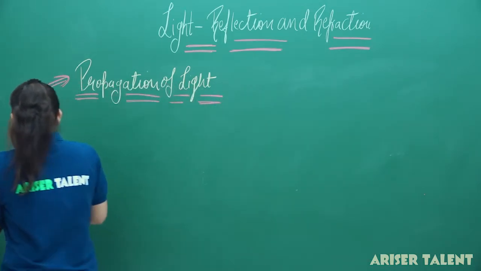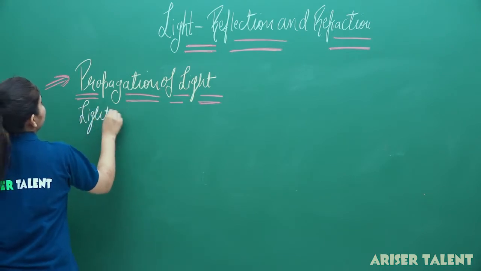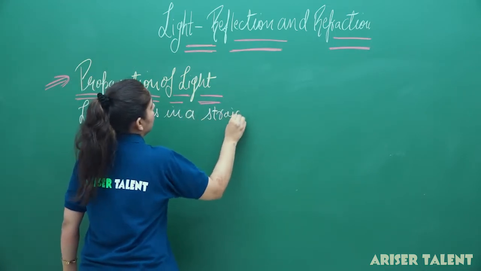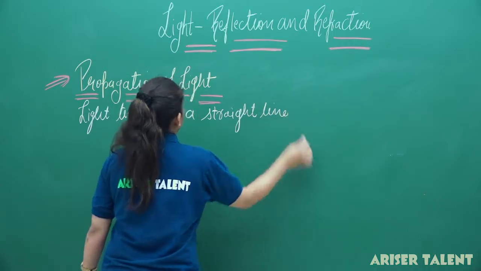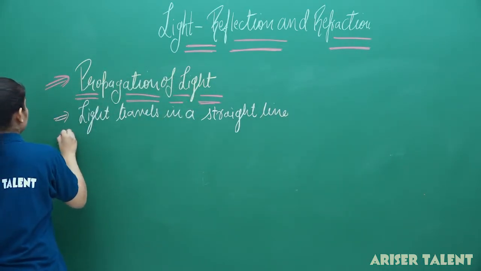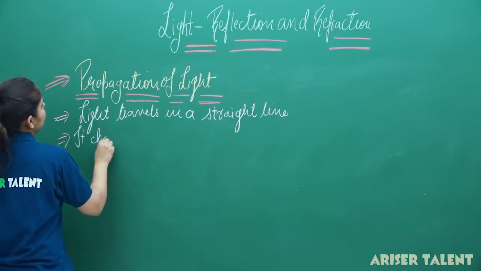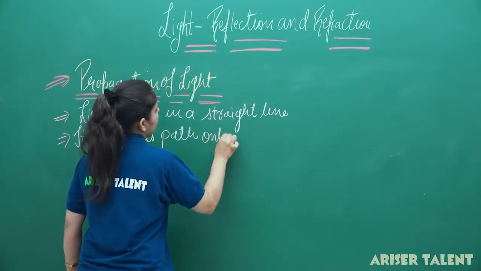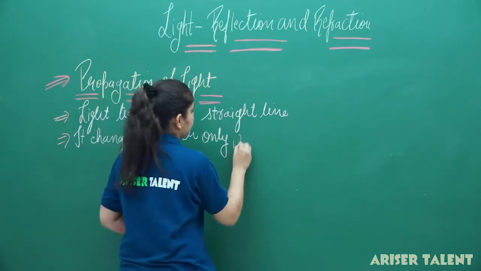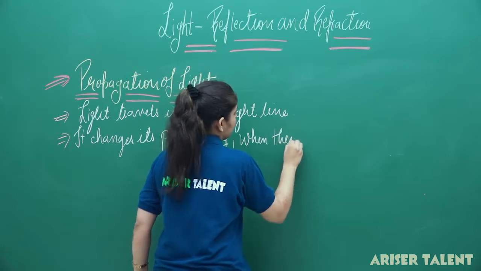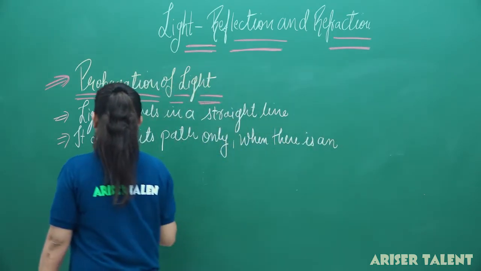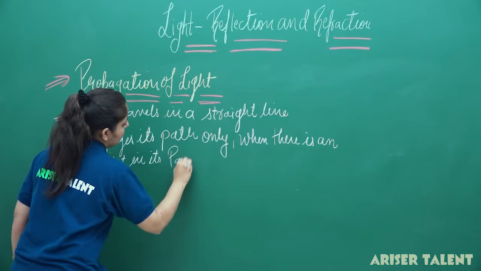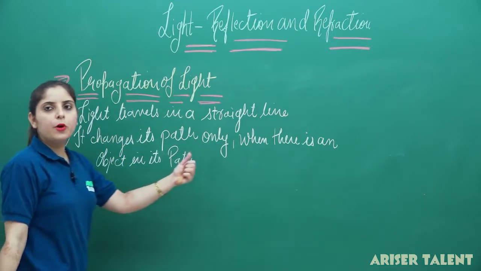So, light travels in a straight line, and it changes its path only when there is an object in its path. So if there is an object in its path, it is going to change its path.